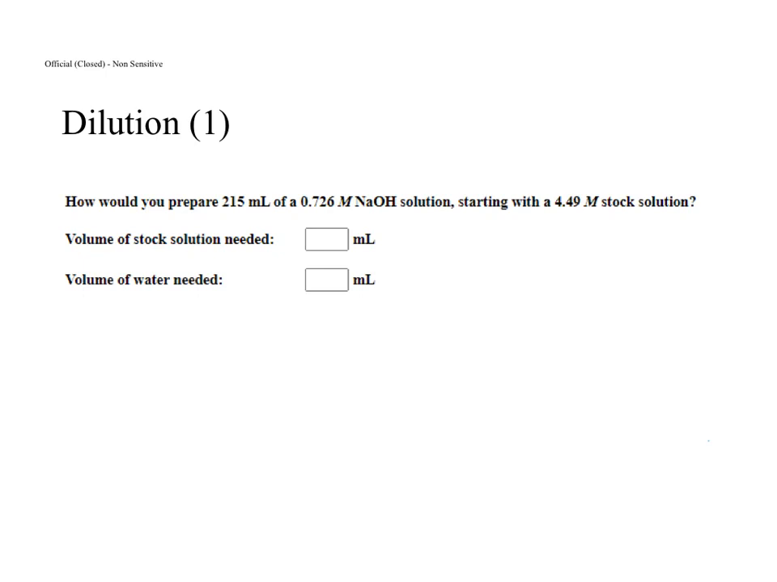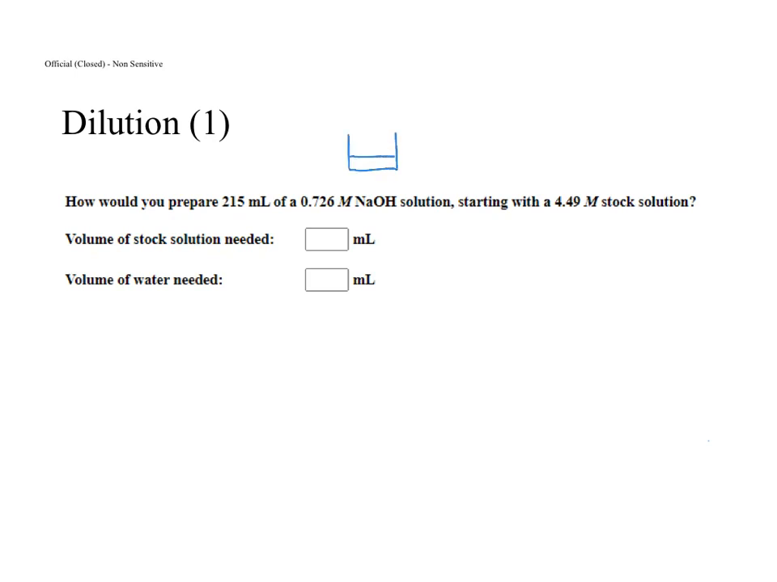Let's look at this dilution question. How would you prepare 215 ml of a 0.726 molar NaOH solution, starting with a 4.49 molar stock solution? So let's just do a quick diagram to illustrate this question.